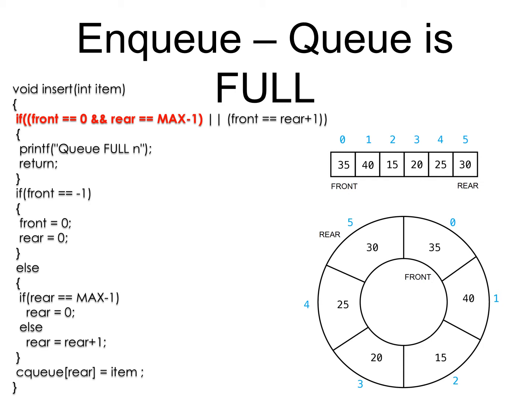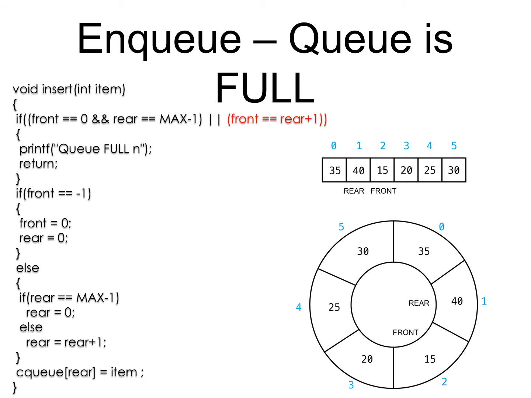Now how do you check this in your coding? The first condition you will check is if front is equal to 0 and rear is equal to max - 1. That is, if my size is 6, it should be 5. If front is at 0 and rear is at 5, then my queue is full. So this is an example of insertion done without any deletion: if front is equal to 0 and rear is equal to max - 1, then my queue is full.